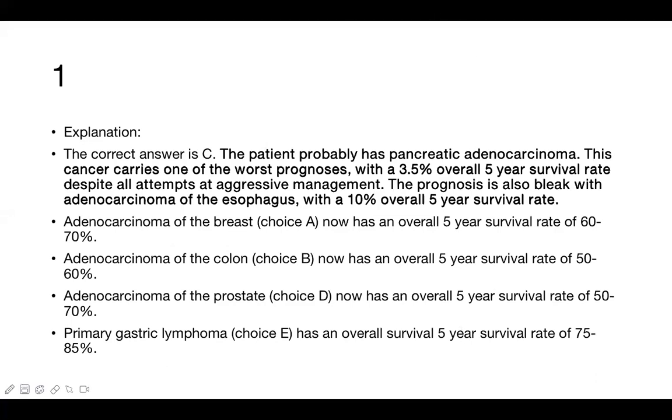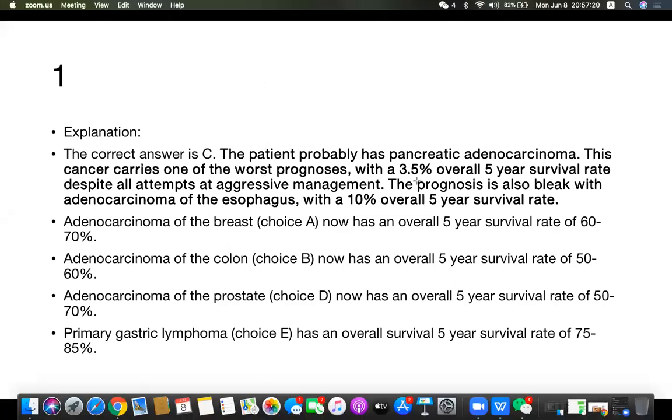I want to go through this for you, okay? Now see here, this patient has pancreatic adenocarcinoma, which we have correctly picked, and it has one of the worst prognoses with 3.5% overall 5-year survival rate. This is one of the worst, there's no doubt about it. Here, the adenocarcinoma of the esophagus is also not that far behind. The 5-year survival rate is only 10%. It is better in comparison to 3.5, but it is very close.